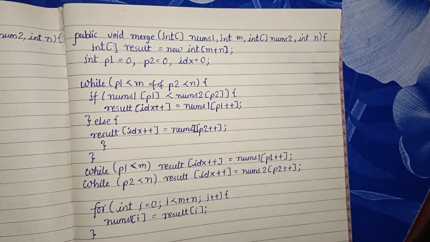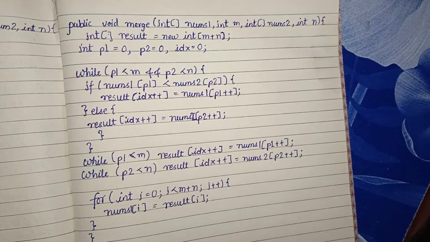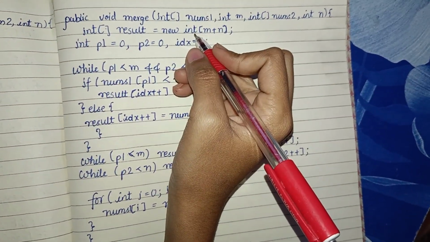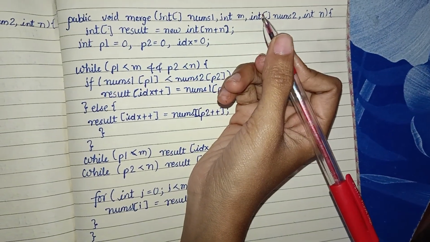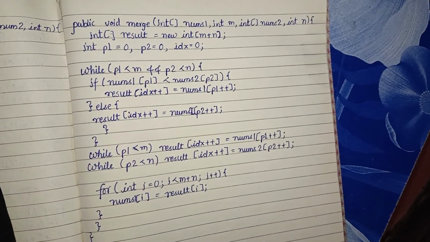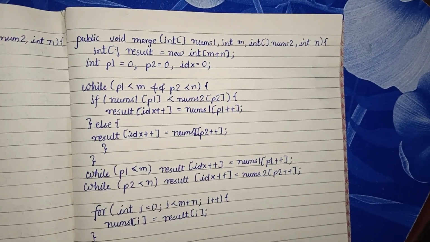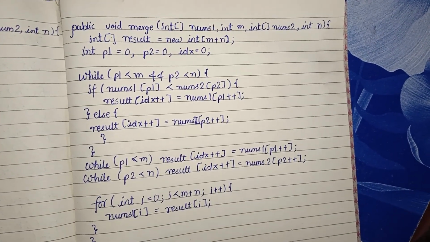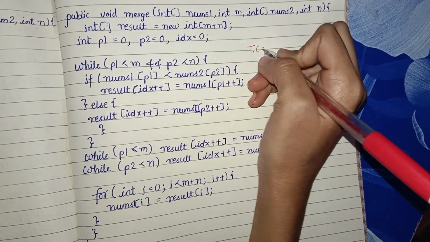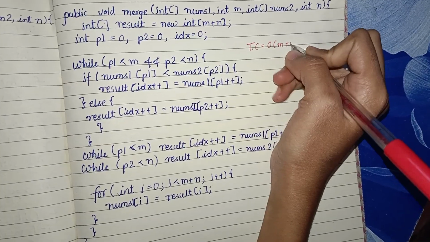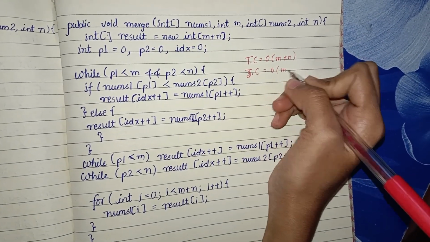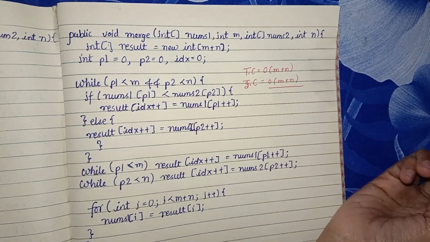The second approach. Here we are using 2 pointers. We use 2 pointers to traverse both arrays. This maintains sorted order. Remaining elements are copied directly. At the end, we store the result in nums1. This approach is clear and beginner friendly, but the time complexity of this program is the same, and the space complexity is also the same as the other.